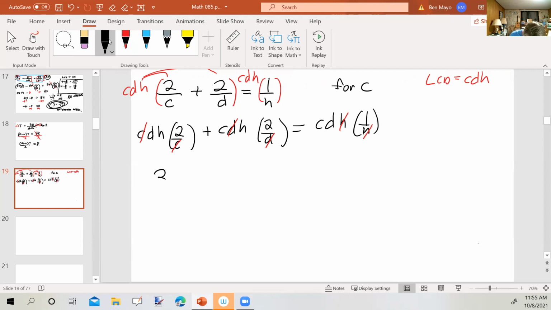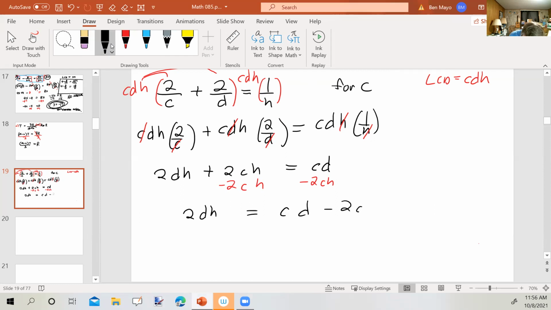So I have 2DH plus 2CH equals CD. I'm trying to solve for C. I have 3 terms in my equation still. 2 of them contain the variable C, along with some other variables, and the other term does not contain the variable C. Let's get all the terms that contain C on one side of the equation. So I'm going to subtract 2CH from both sides, okay? So I get 2DH equals CD minus 2CH. So again, I've got all the terms with C on one side of the equation.